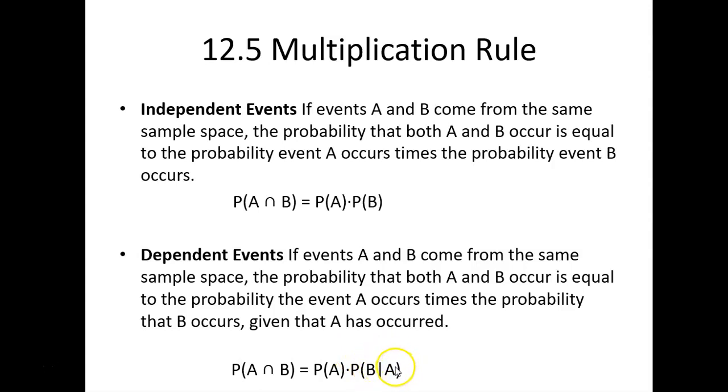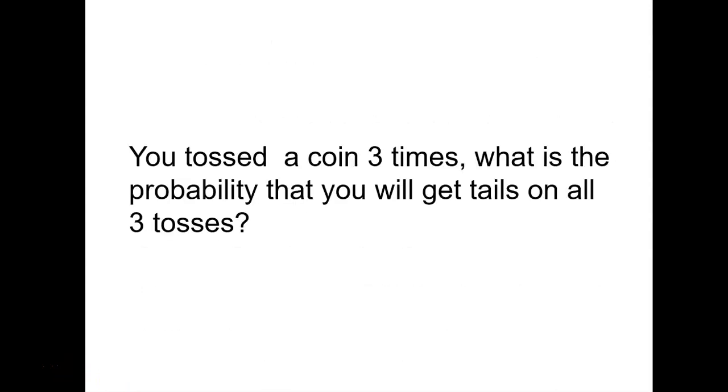Okay, so we're just going to go ahead and do a bunch of examples of this. Let's go ahead to the next. You toss a coin 3 times. What is the probability you'll get a tail on all 3 tosses?